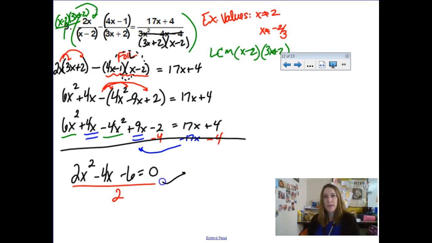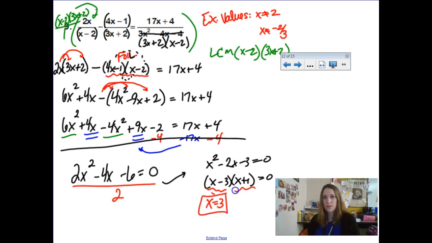So, now my quadratic is x squared minus, not 4, 2x minus 3. Oh, that's like a baby factoring question. X minus 3 times x plus 1 would be my factors. So that means my solutions are x equals 3 and x equals negative 1. And I go back up and make sure that neither one of them are my excluded values. They're not. So they're both going to be answers that I keep.